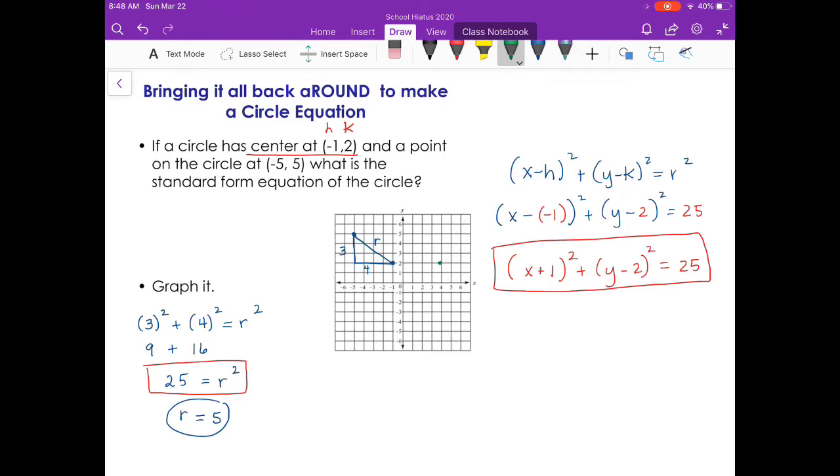To get an idea of what this means on the graph, I'll start at the center and go 5 units right, up, left, and down to complete the circle.